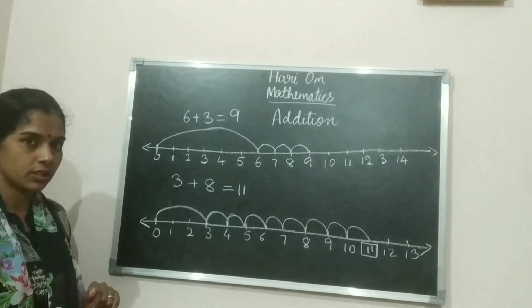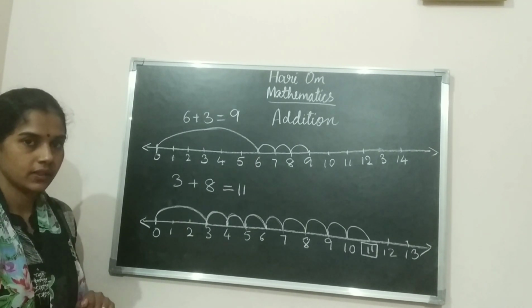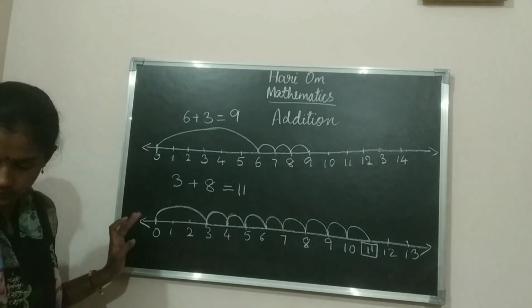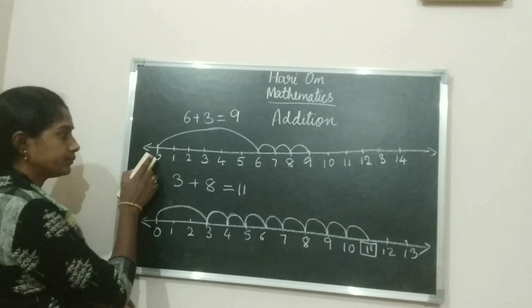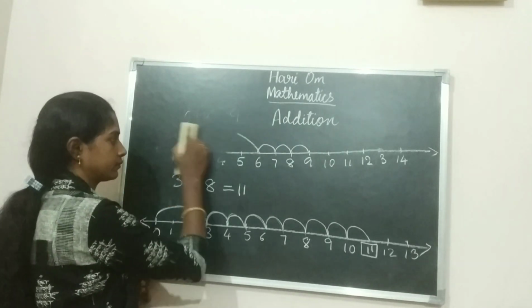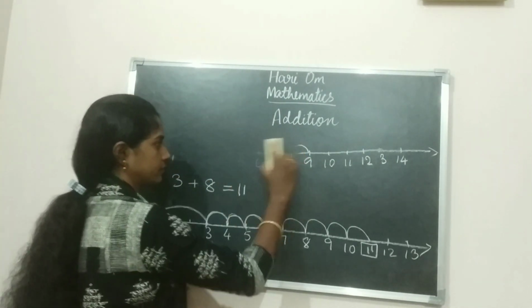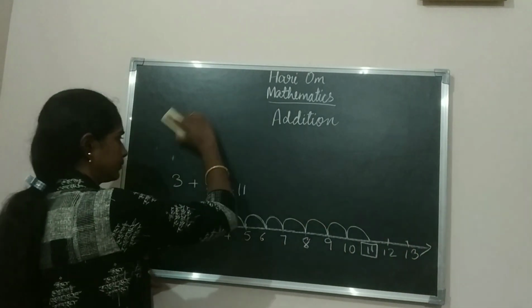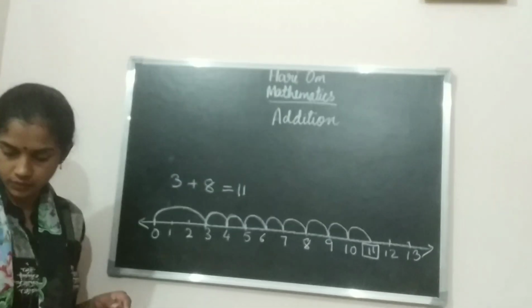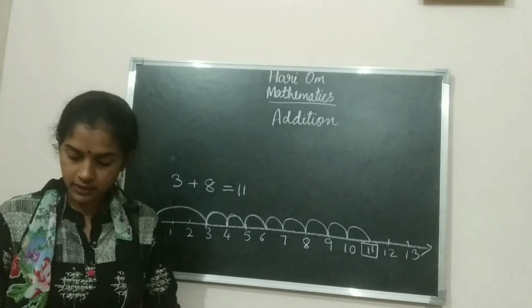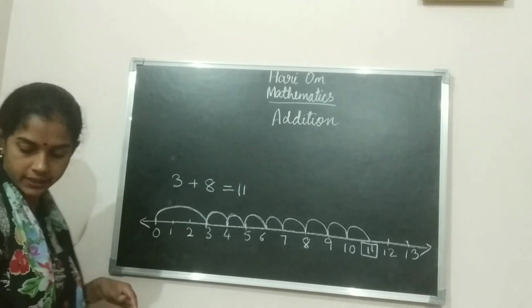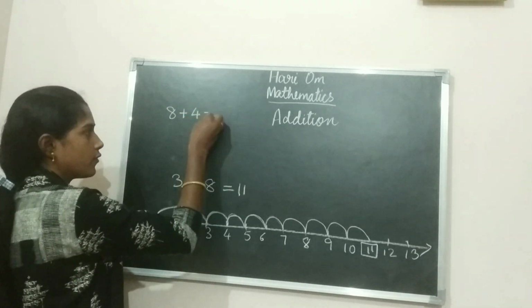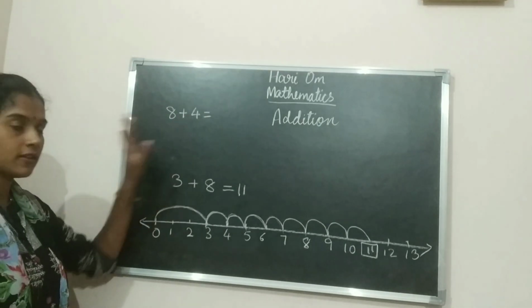Have you all understood it, children? So the answer is 11. Okay. Let us go for the third one. What is the third question? It is 8 plus 4.